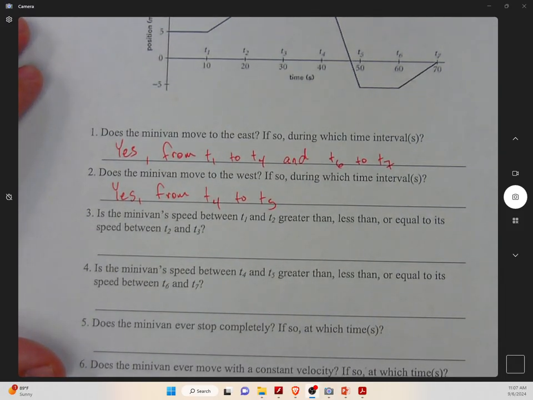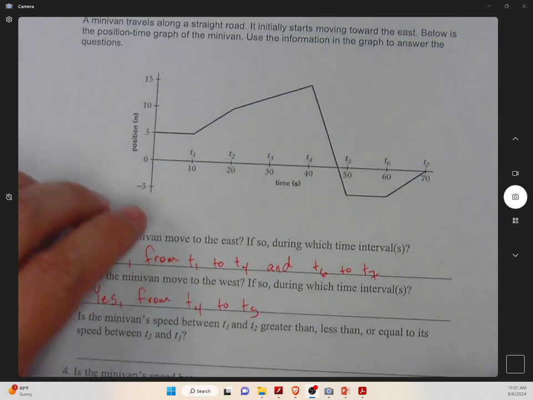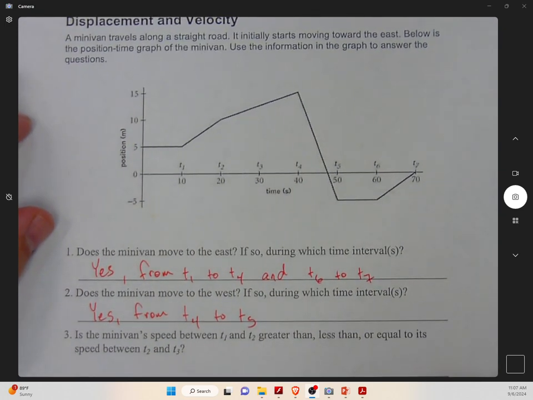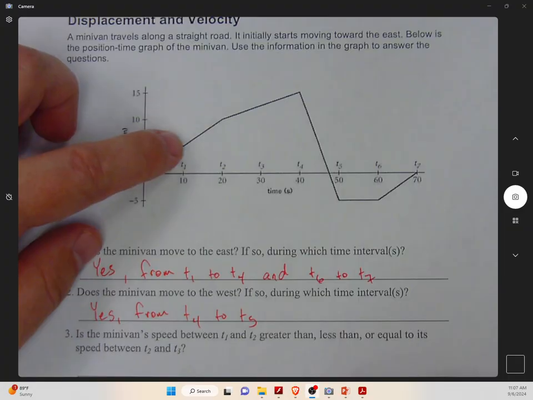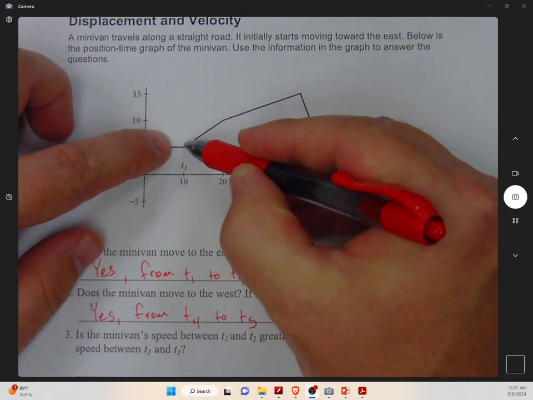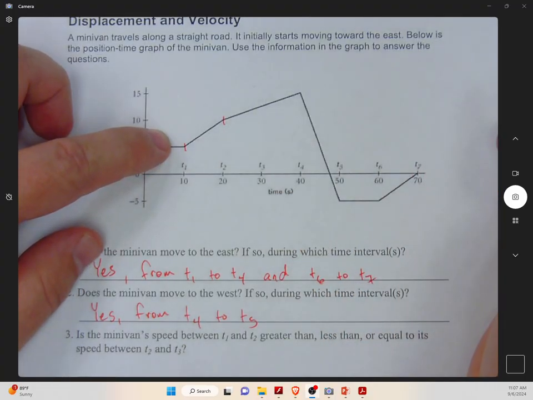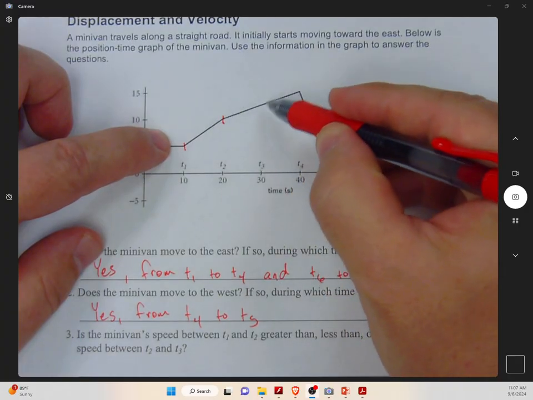Number three, is the minivan's speed between T1 and T2 greater than, less than, or equal to its speed between T2 and T3? Okay, so we are comparing T1 and T2. So we're comparing from here to here with T1 to T3.